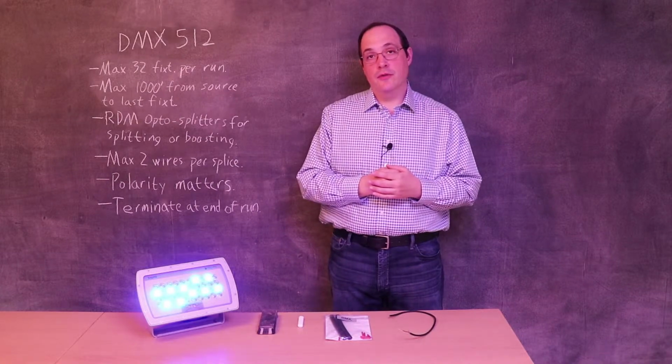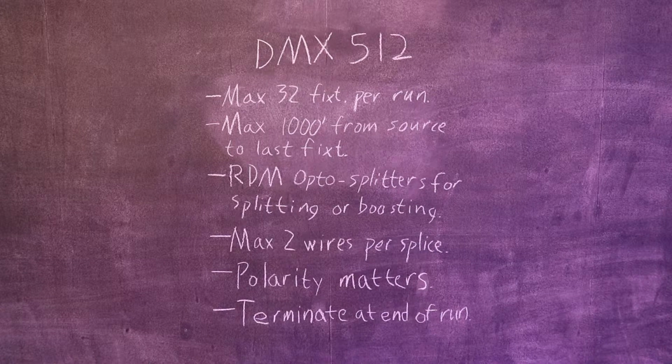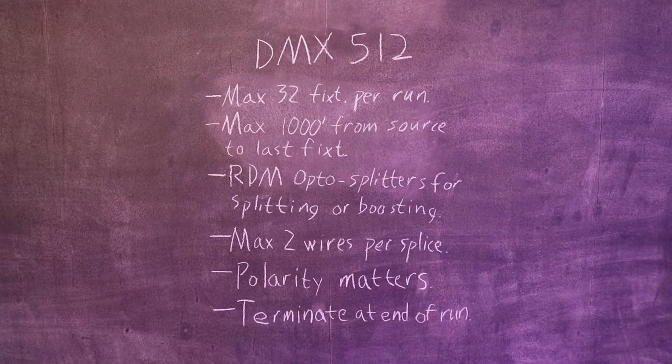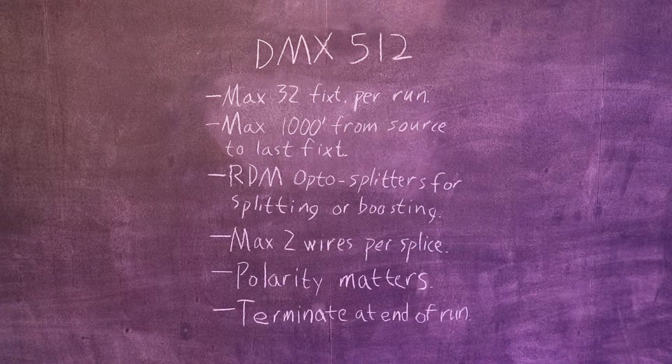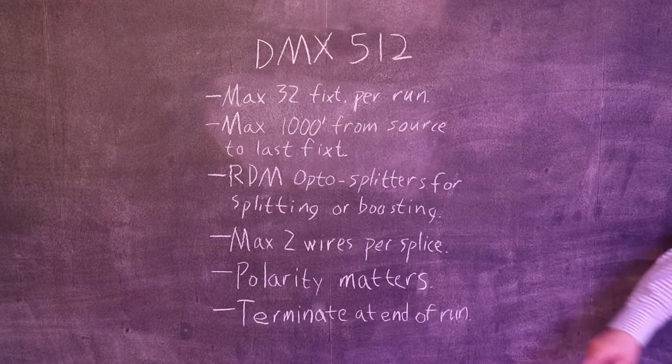Now let's do a quick review of the rules. No more than 32 fixtures per DMX run before the signal is boosted or terminated. No more than 1,000 cable feet from your DMX source to the last fixture in that run. Make sure the fixtures are spread out if the run is very long, or just use more runs. Use RDM-capable optosplitters for boosting or splitting the DMX signal. Use appropriate splice methods with no more than 2 wires in a splice. Be consistent with your wire color code throughout the project because polarity matters. And terminate at the end of a DMX run.